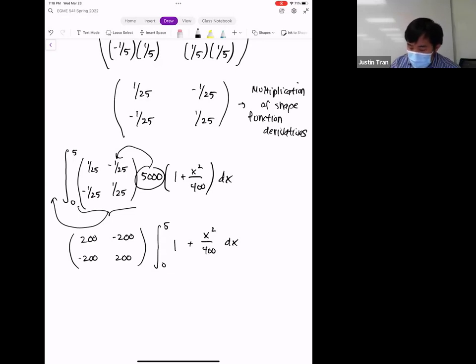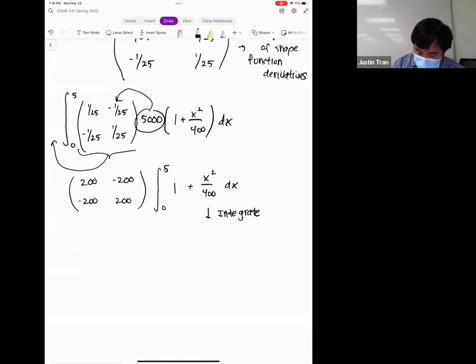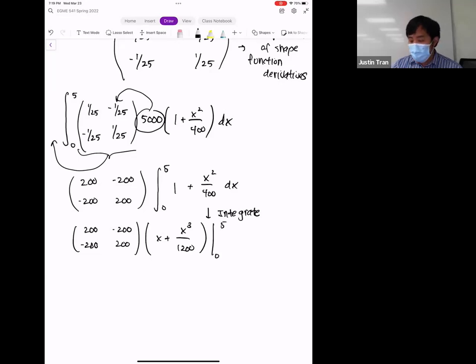All right, so let's go ahead now. Let's evaluate this integral. If we evaluate this integral, let me pull down this. We have 200, minus 200, minus 200, 200. If we evaluate that integral, what we get is x plus x cubed divided by 1200. We're going to evaluate this from 0 to 5.